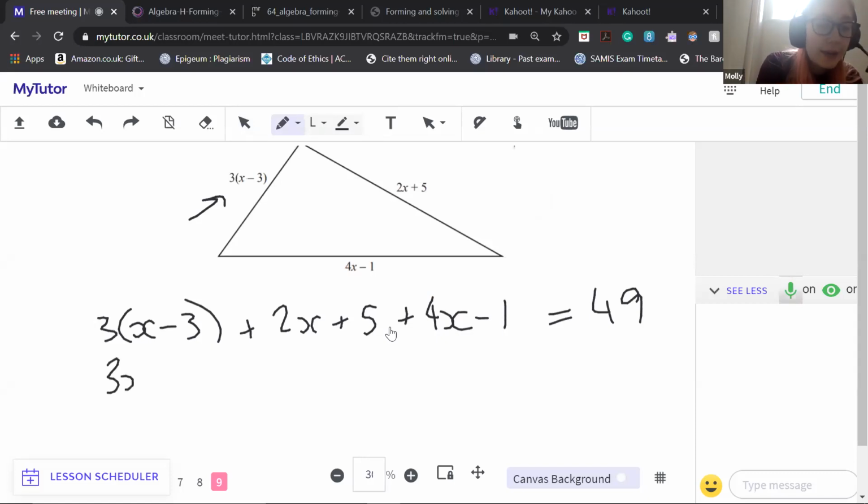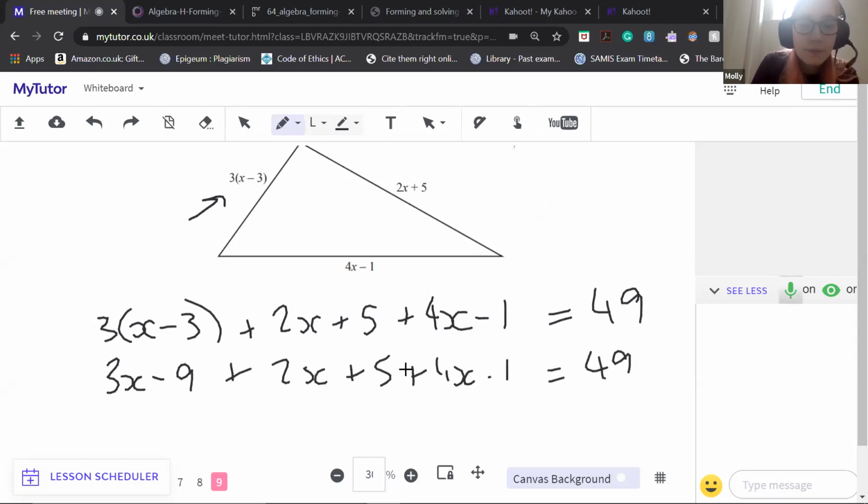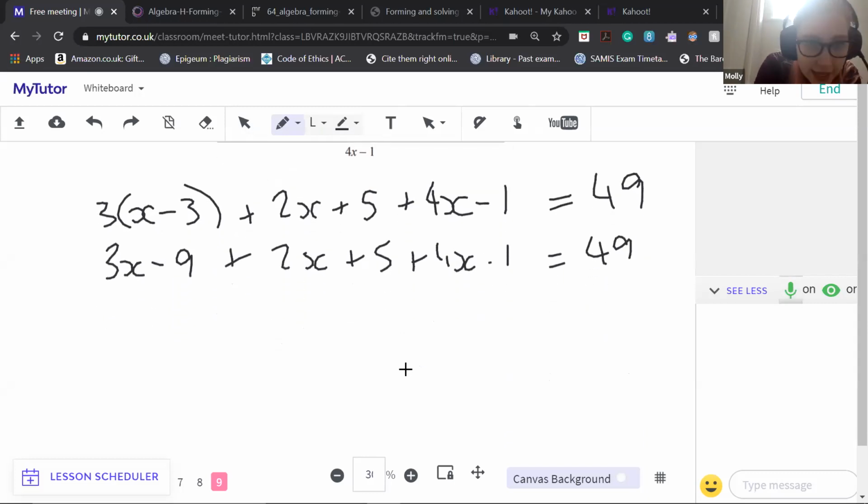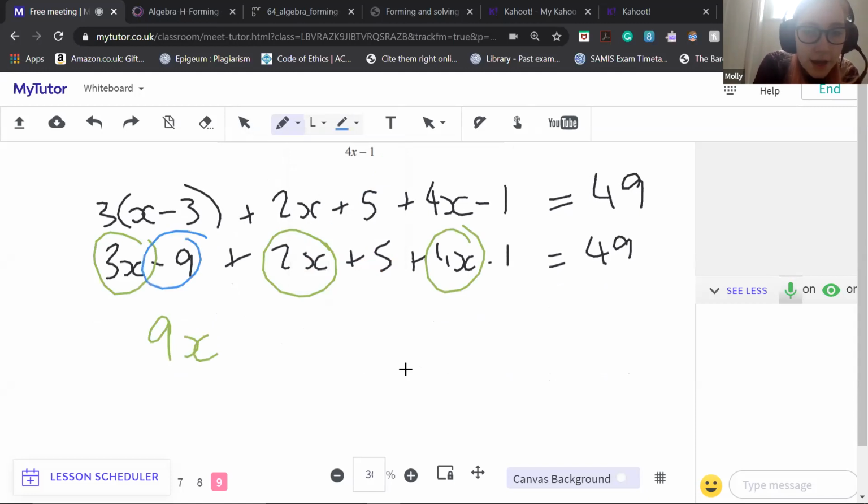So we'll expand out these brackets. Remember, I've just multiplied everything in the brackets by 3. Minus 1 equals 49. Then we'll collect like terms. You can see that there is a 3x, a 2x, and a 4x. So that becomes 9x. And then there is a minus 9, a plus 5, and a minus 1. So that gives us minus 5.